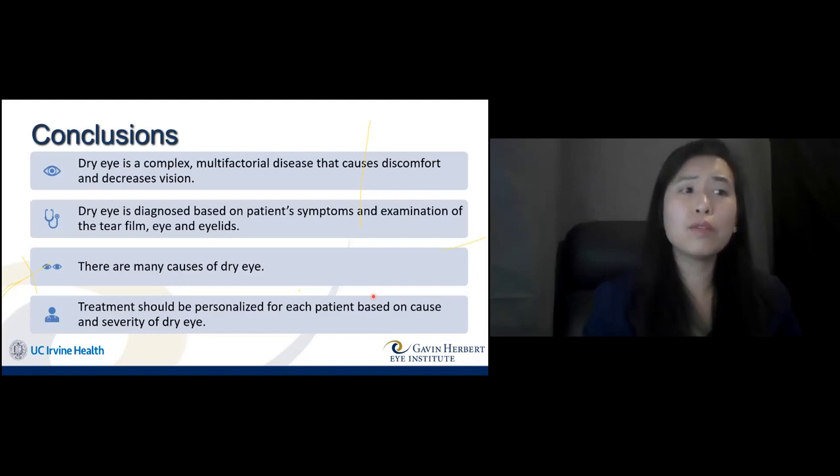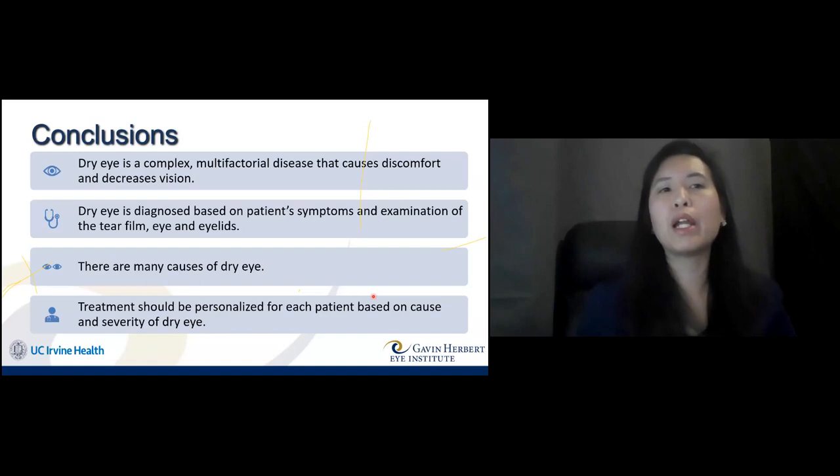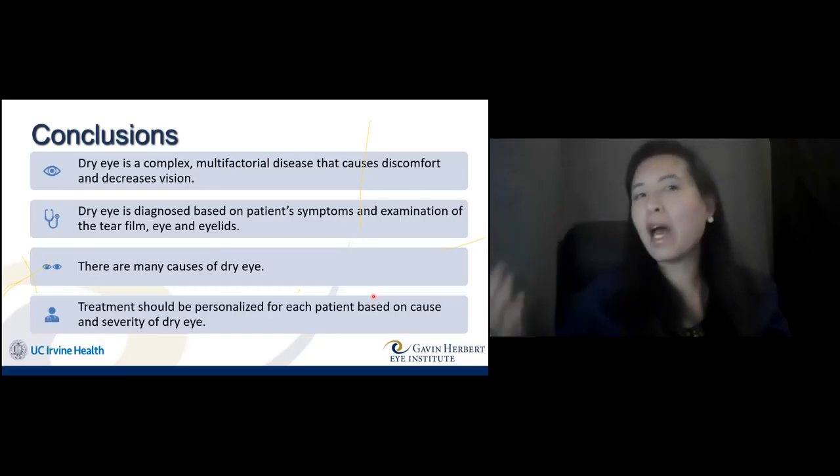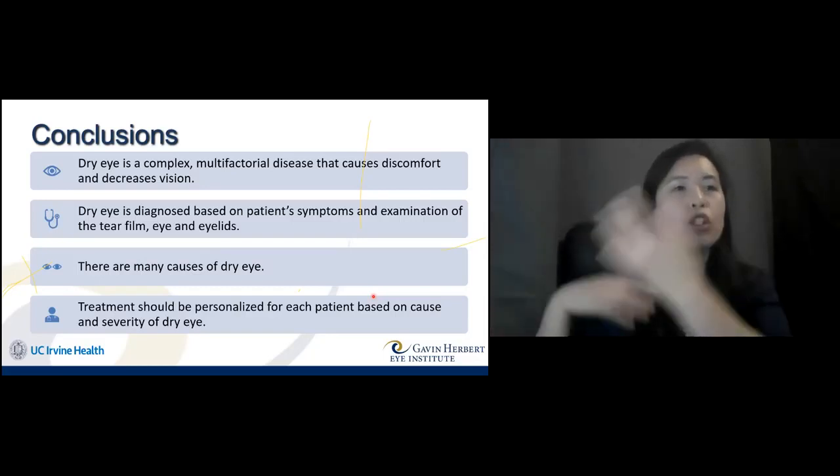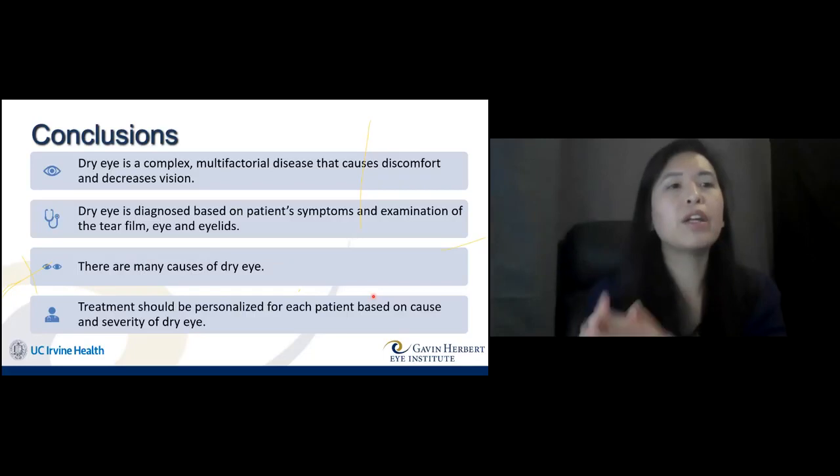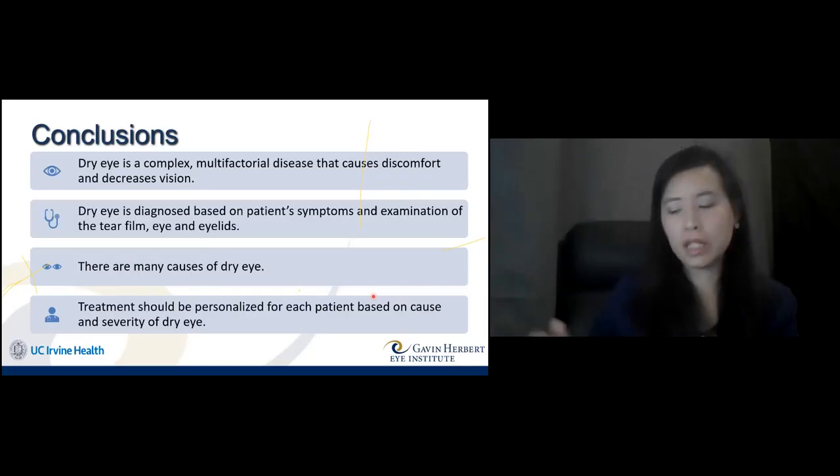There are many causes of dry eye, and if you are a dry eye patient, you should try to understand what the cause of your dry eye is. The treatment should be personalized for each patient based on the cause and severity of their dry eye. Sometimes there are different treatments for the right eye and the left eye. Sometimes it changes with time. Sometimes your treatment will work for a while and then you'll have a bad flare, and you'll have to chase that to put out the fire and then go back to your maintenance.